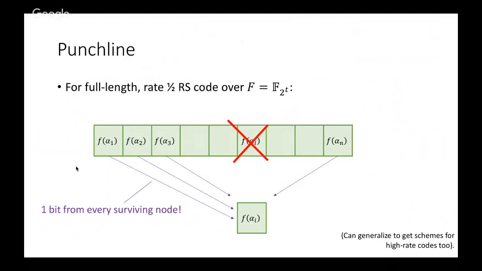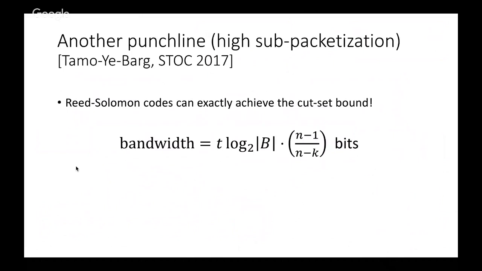So this is a construction, and it turns out to be optimal for Reed-Solomon codes in this parameter regime. And while we're on the subject of a single failure, I just want to give another punchline, which is not due to me, from Tamo, Ye, and Barg, a paper in 2017 in the high subpacketization regime. They show that Reed-Solomon codes can exactly achieve the cut-set bound. They need to take t quite large, which they also show is necessary. And they managed to get the bandwidth to be this nice expression that we saw before.